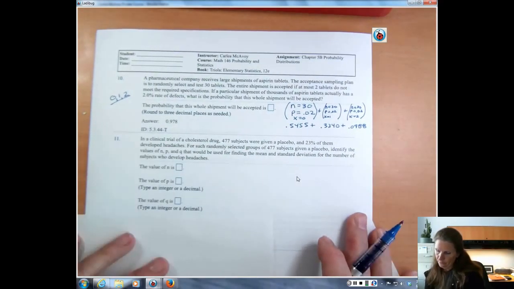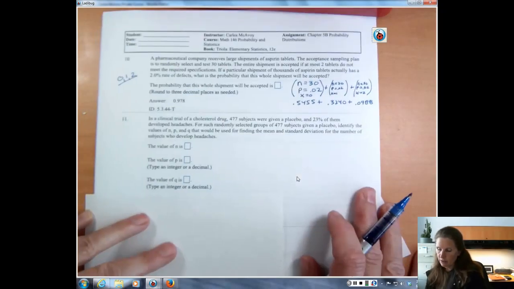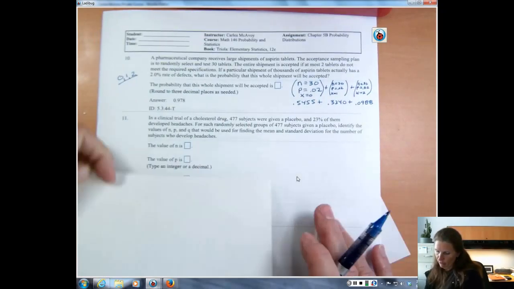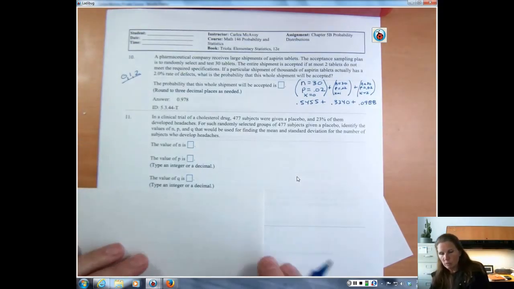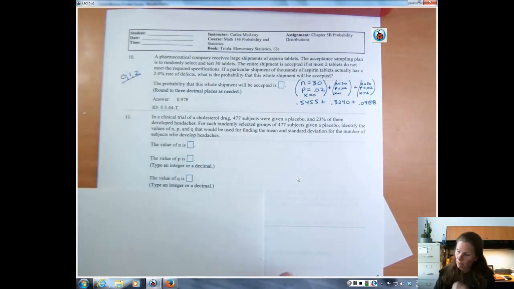All right. Let's go on to something a little different. That was 5.3. We're finally on to 5.4. So we have something besides binomial PDFs to do. So that's exciting. In a clinical trial of a cholesterol drug, 477 subjects were given a placebo. You know what a placebo is. It's in the notes, so we'll talk about that. But fake pill, and 23% of them developed headaches.